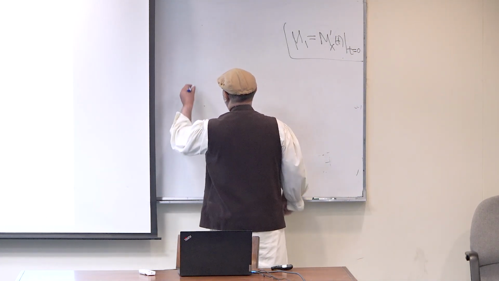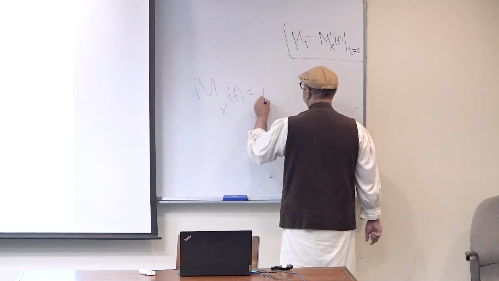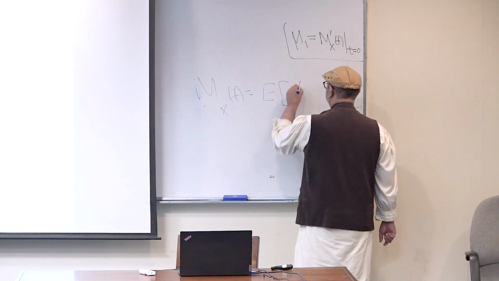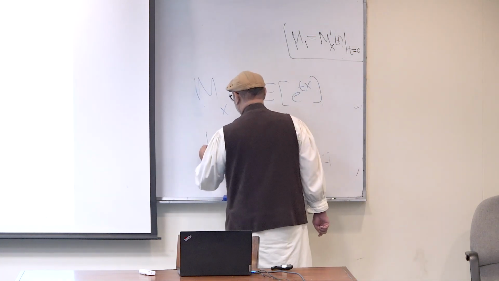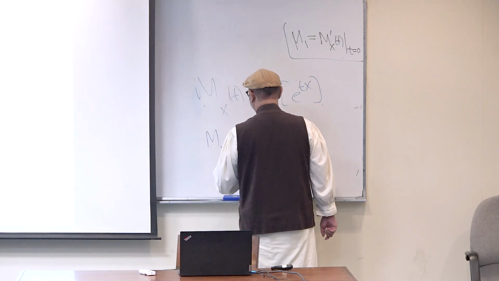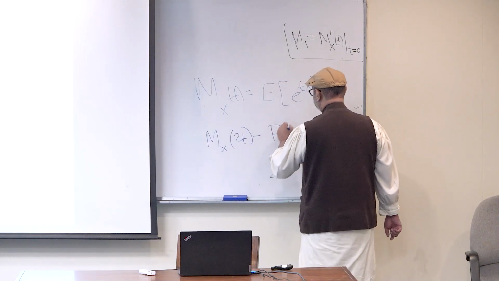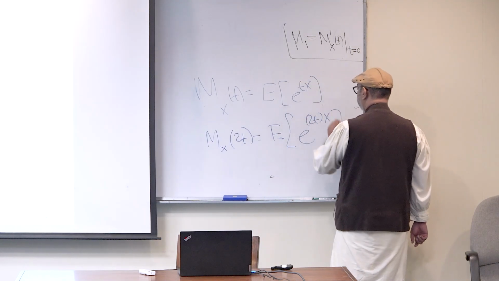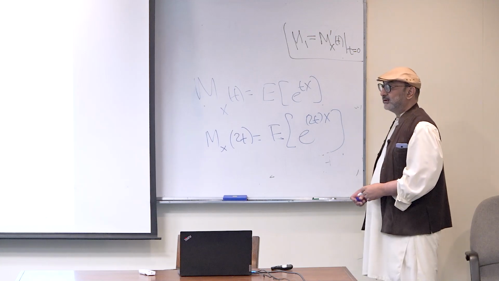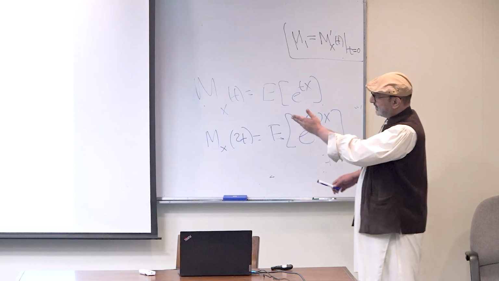So I've got m sub x of t is equal to expectation of e to the tx. So m sub x of, let's say, 2t is expectation of e to the 2tx. Yeah, so that's what I'm saying there.